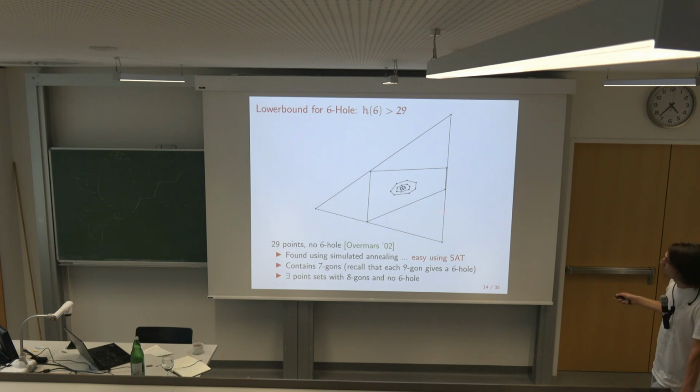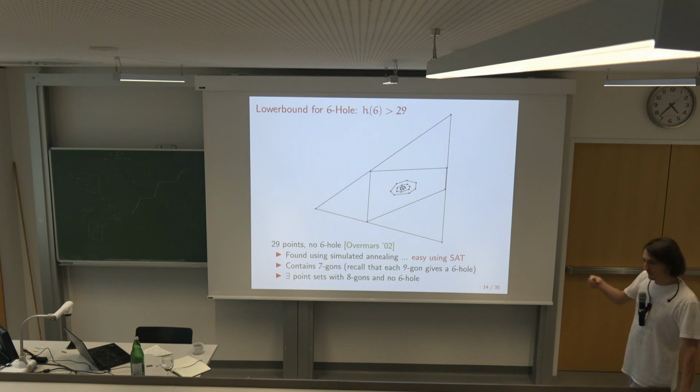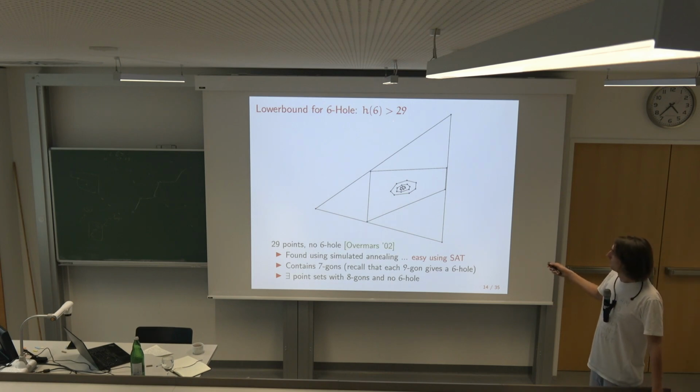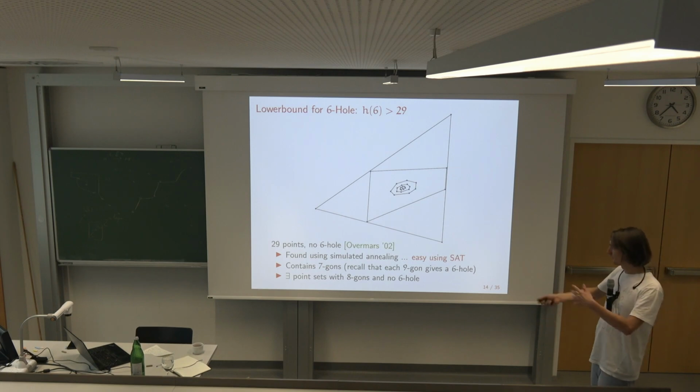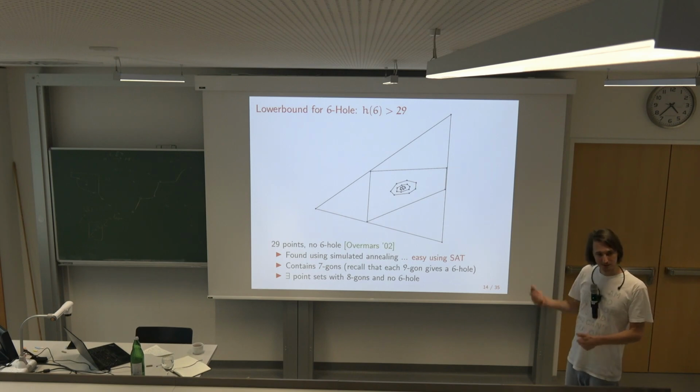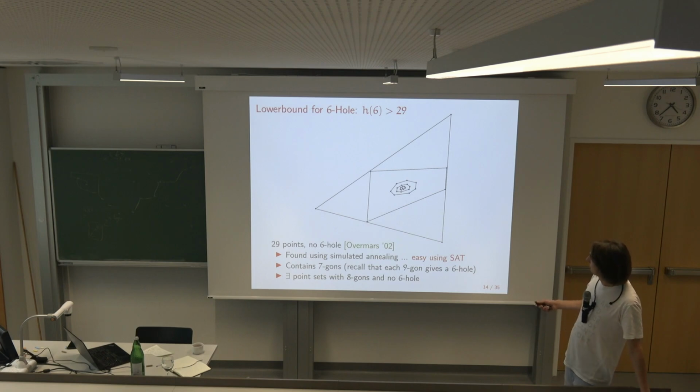Yeah, so this is the best counterexample. Overmars showed that 29 points is not possible. So the next value would be 30, and he said he could not find any larger, and actually 30 is the answer. And that's what I'm going to tell you, how we managed to do this.